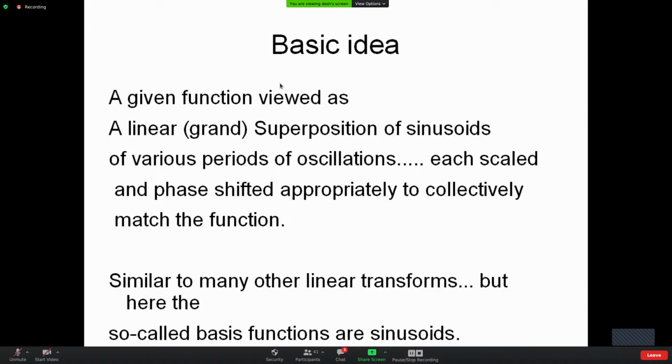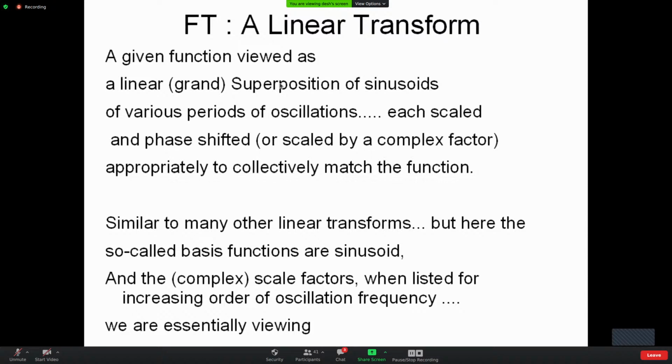So similar to many linear transforms, we have the Fourier transform as also a strictly linear transform, where the basis functions are sinusoids. And by sinusoids, I mean cosines and sine functions. Okay.